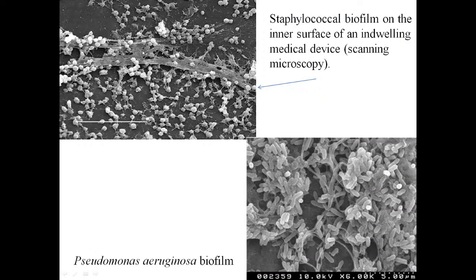These are micrographs of scanning microscopy. You can see staphylococcal biofilm. These are staphylococci. This is glycocalyx, external substances. This is biofilm on the inner surface of an indwelling medical device, maybe a catheter. And these are bacteria, staphylococci. You can see that they are joined with each other by some bonds. And in this diagram, you can see Pseudomonas aeruginosa biofilm on the surface of a catheter.